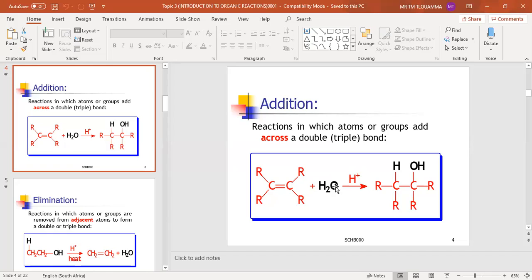And then we also have the formation of the product, and then your conditions, they show you the hydrogen atom there.